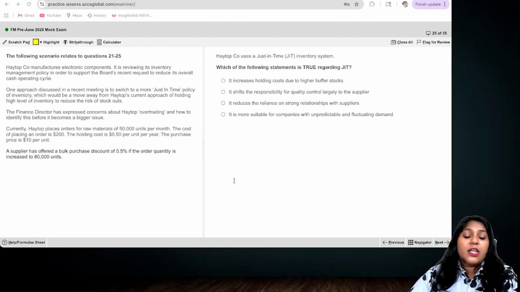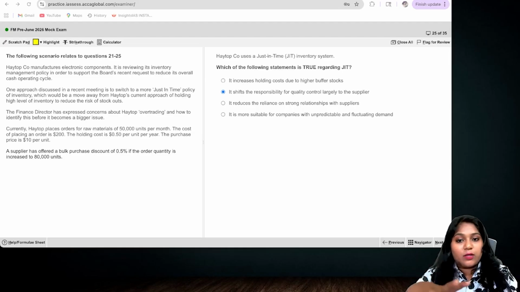It reduces the reliance on strong relationship with the suppliers. No, it actually increases. And it is more suitable for companies with unpredictable and fluctuating demand. No, it is actually less suitable for those people who are not able to predict their cash flows or demand every week or a day. So the answer has to be option B, simply. This is between the section B question of the second question. I hope all of you guys are clear so far. We are clear so far.